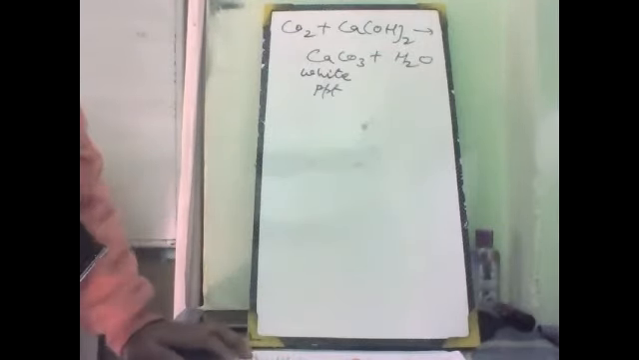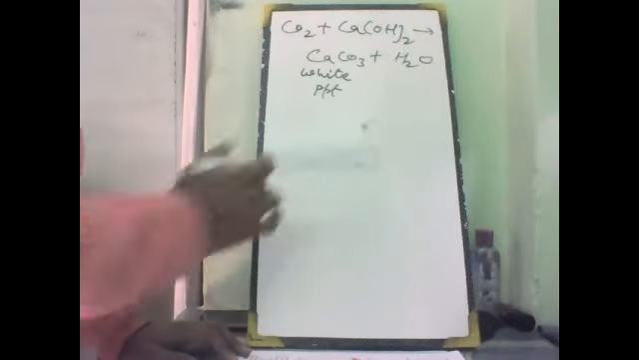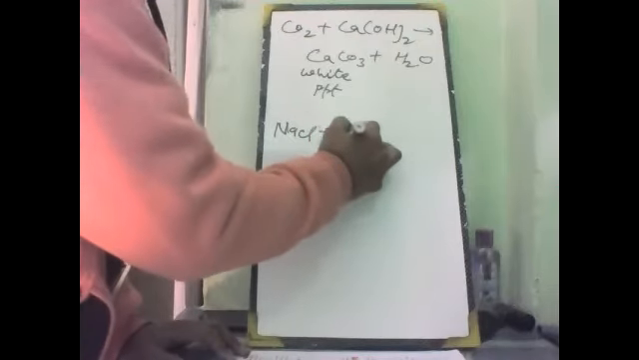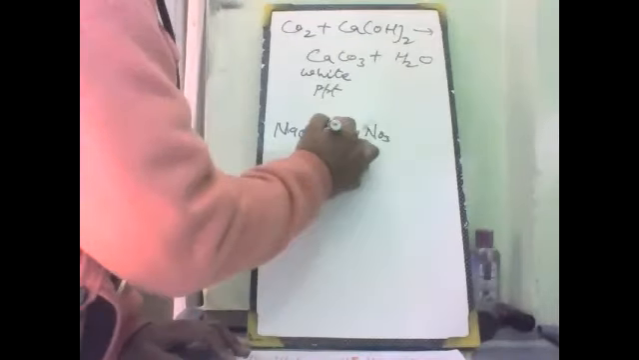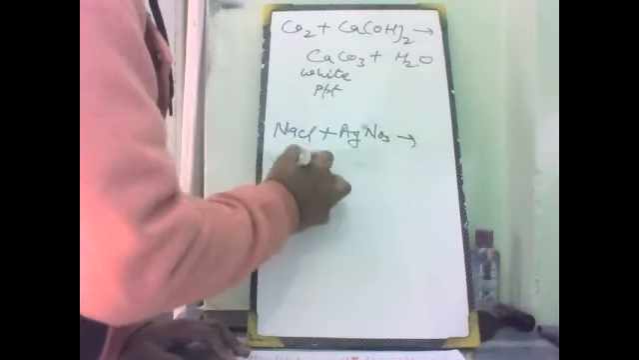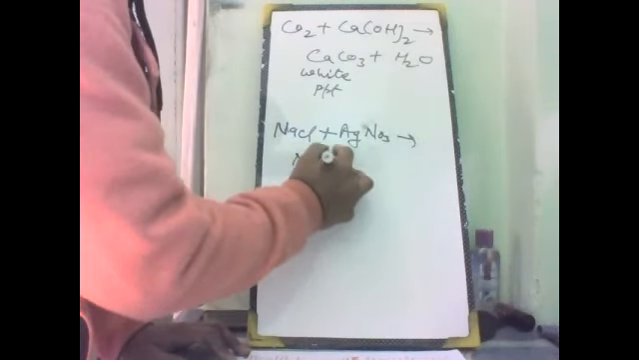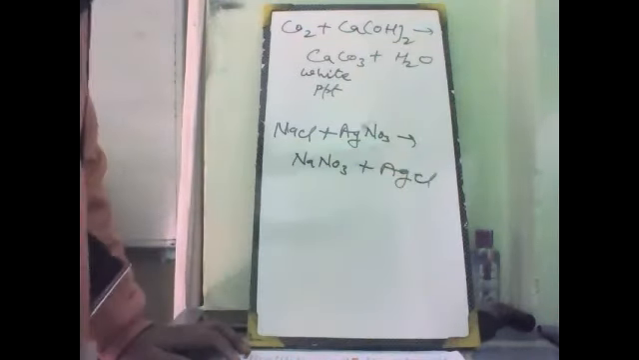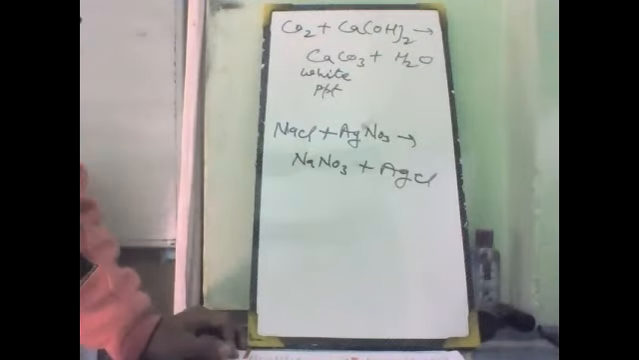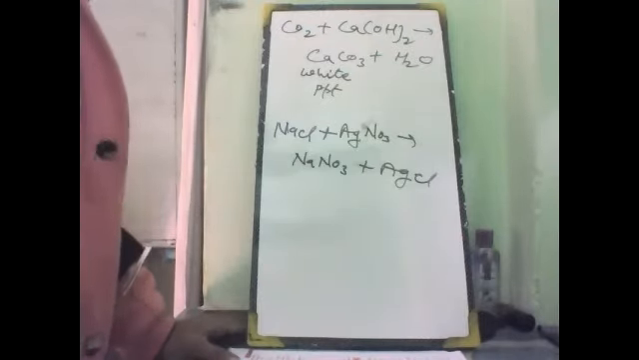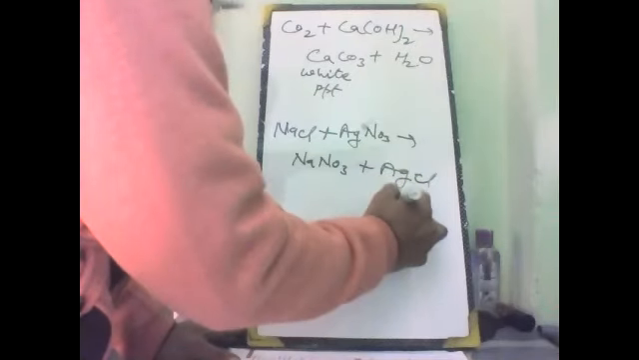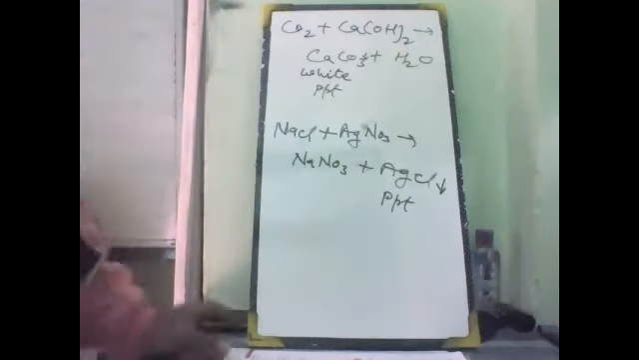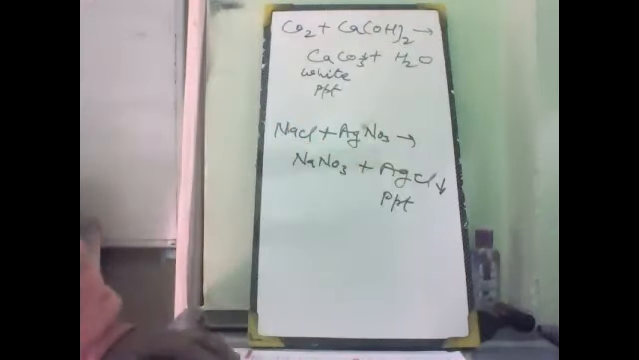One more example is sodium chloride, NaCl, reacting with silver nitrate, AgNO3, and it forms NaNO3 and AgCl. The white PPT of silver chloride is formed in this reaction. The PPT is shown by the down arrow. This will settle down after some time.